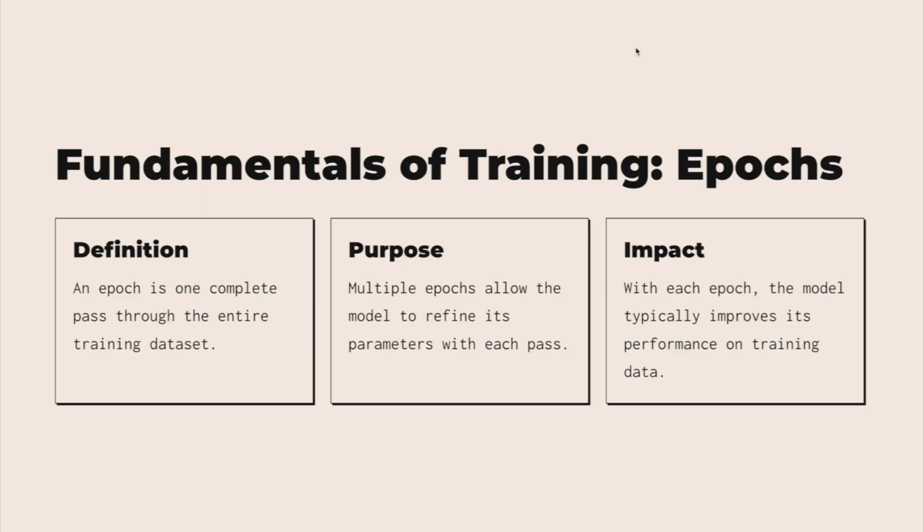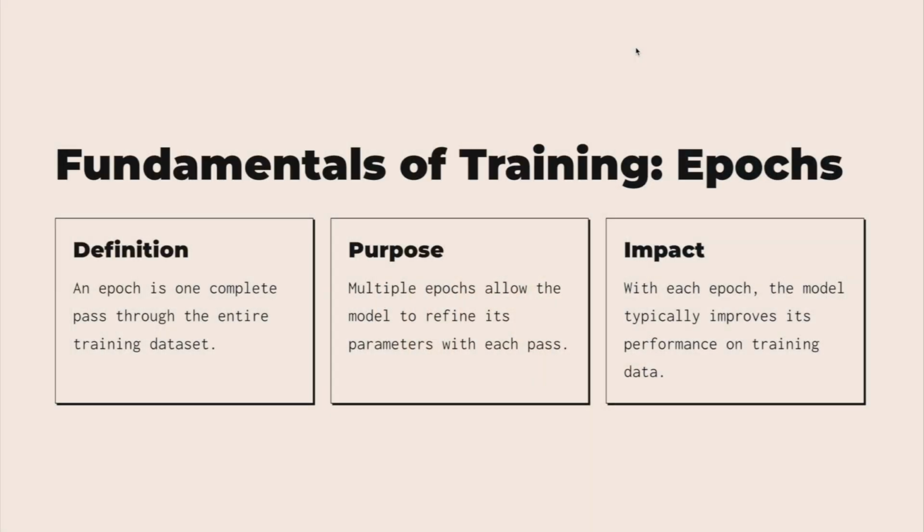So epochs, we defined them before, but again, it's a complete pass through the entire training data set. So it's, again, cover to cover of a book. Having multiple epochs allows the model to refine its parameters with each pass. So remember, we talked about iterations. Each iteration is one update of the model's parameters.